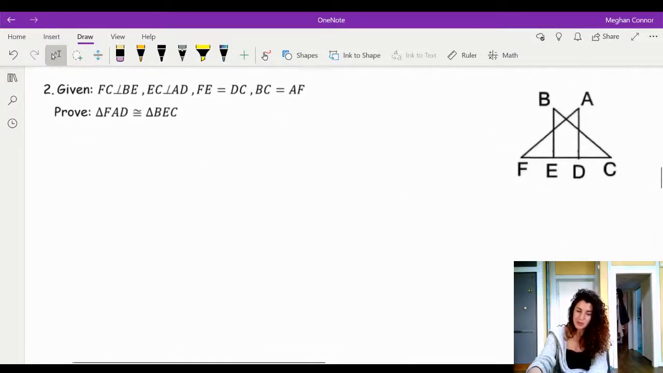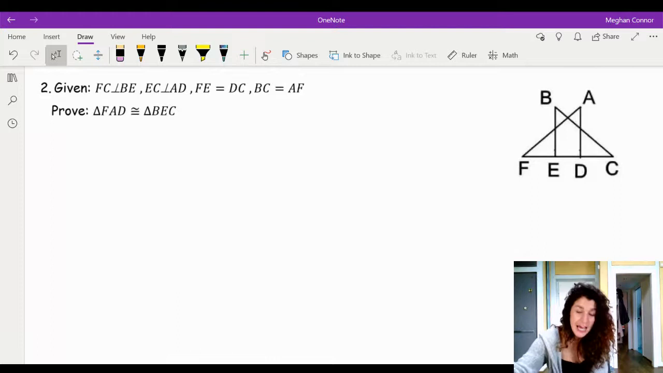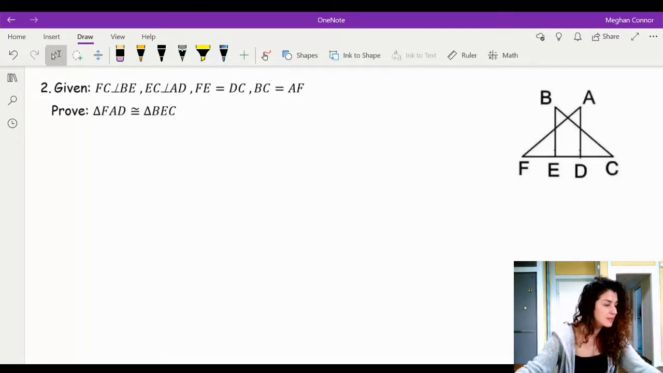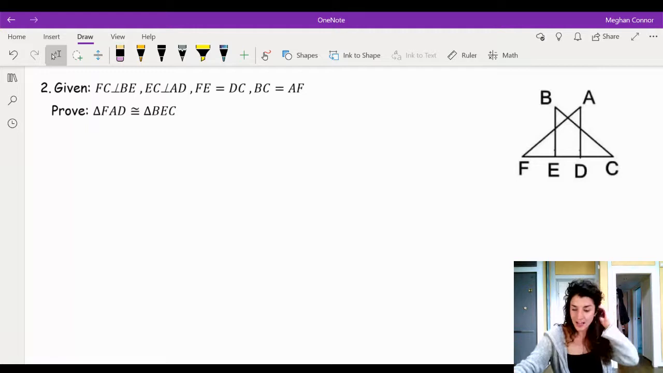Next proof. We're given that FC is perpendicular to BE.